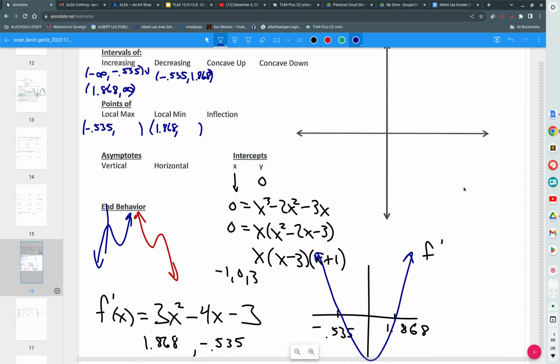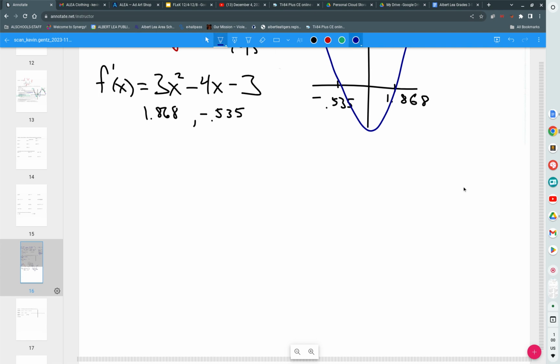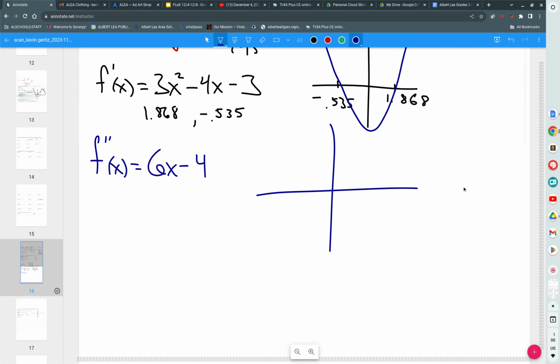All right, what is my next step here? Second derivative. Second derivative is going to be super easy. I have f double prime of x equal to what? 6x minus 4. As I graph that, where is that going to cross the x-axis? At 2/3. Is this a line that goes up or does it go down? Up. The line goes up.